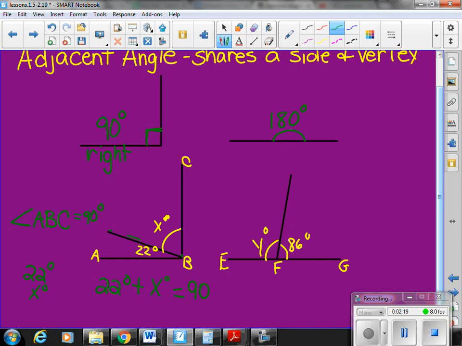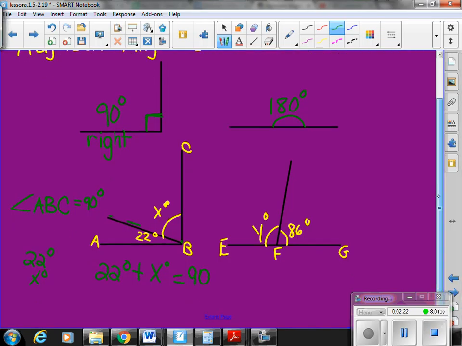In order to figure it out, I could use the inverse operation of subtraction to find out what the missing part is. So I can take 90 and subtract 22, and when I do that, I get a total of 68. And so I know that angle X is equal to 68 degrees, because 68 plus 22 gives me a total of 90. And even if they never write that this angle is 90 degrees, all they have to do is put that little symbol to let me know that's the right degrees.